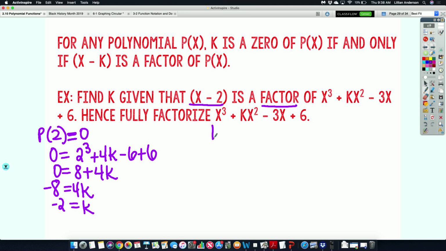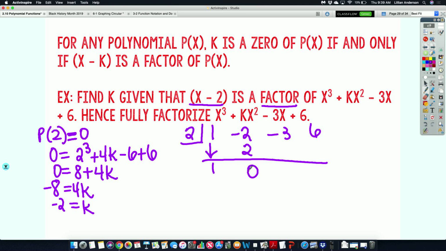Now that I have my polynomial function, I can divide it by x minus 2 to get the remaining quadratic, which I can factor from there. What goes in the backwards L? And why can I use synthetic division here? It's a linear factor and it's in the form of x minus or x plus a number. Bring down the 1. 1 times 2. Negative 2 plus 2. 0 times 2. Negative 3 plus 0. Negative 3 times 2. And it should work out that way. If you end up getting a remainder that's not 0, that means you found the wrong number. It told you it was a factor, so the remainder had to be 0.